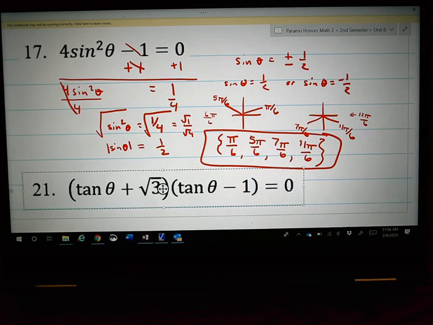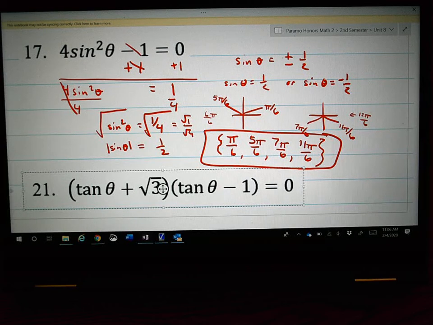Switch the one over to the other side to make it easier. Then we need to get sine theta by itself. So we're going to take the 4 and put it on the other side of it. So we got sine squared theta equals 1/4. But to get rid of the square, you have to root it.